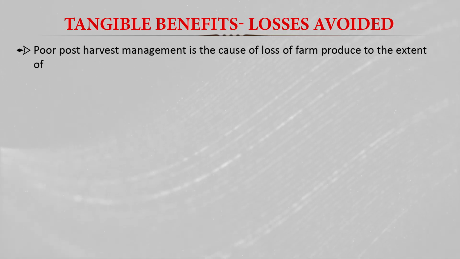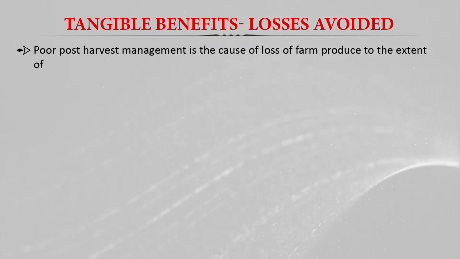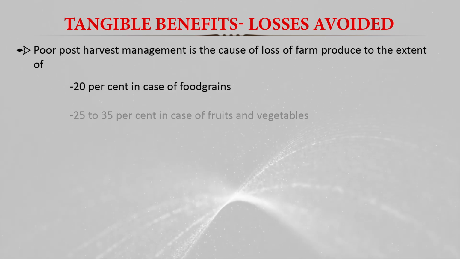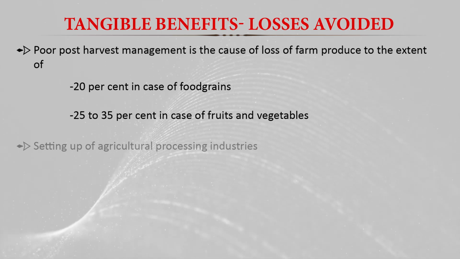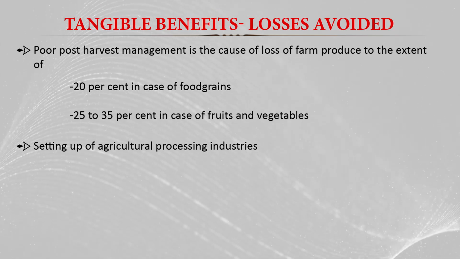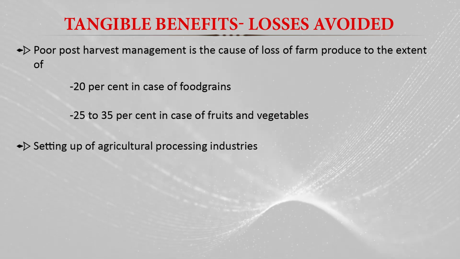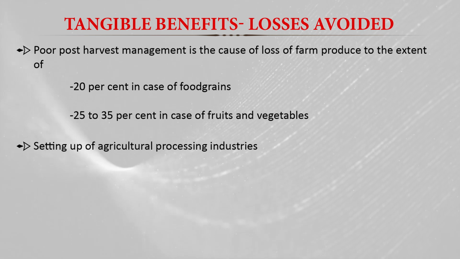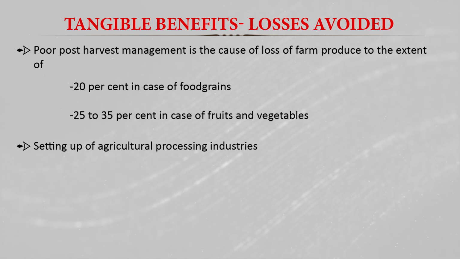Poor post harvest management is the cause of loss of farm produce to the extent of sometimes 20% in case of the food grain, and 25 to 35% in case of the fruits and vegetable. So if we are setting up the agriculture processing industries, we will avoid these losses. So 20% in case of food grain, or 25 to 35%. So this is a kind of tangible benefit if you are avoiding the loss also.